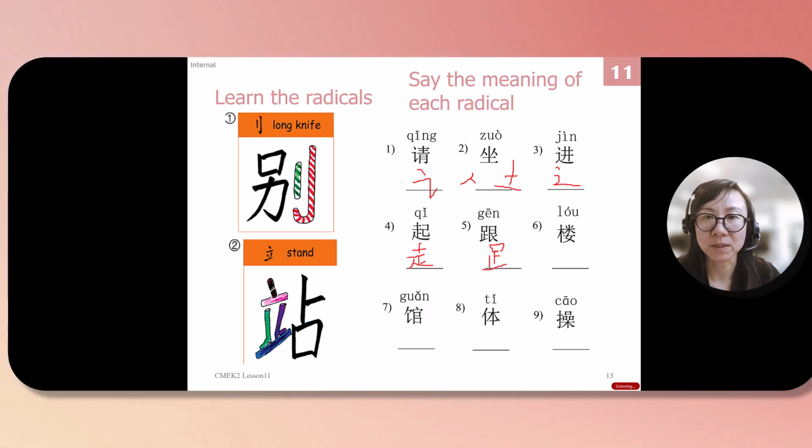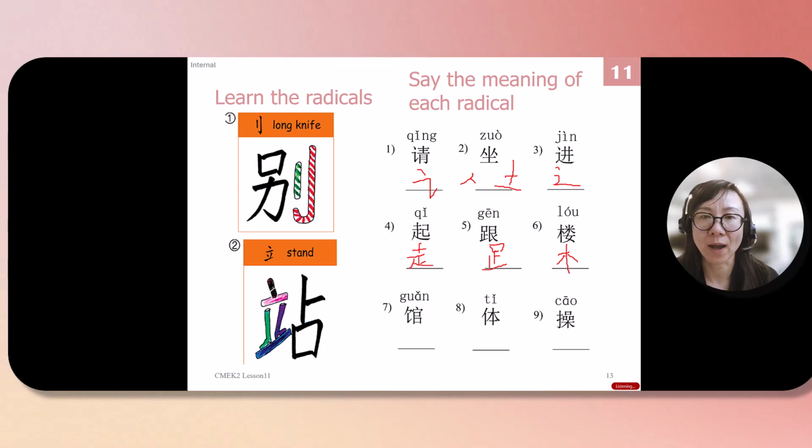And then next one, number 6, 楼, that is building. And because it is a construction, and traditionally we use wood, that's why it has got a wood radical on the left hand side. So 横, 竖, 撇, 点.